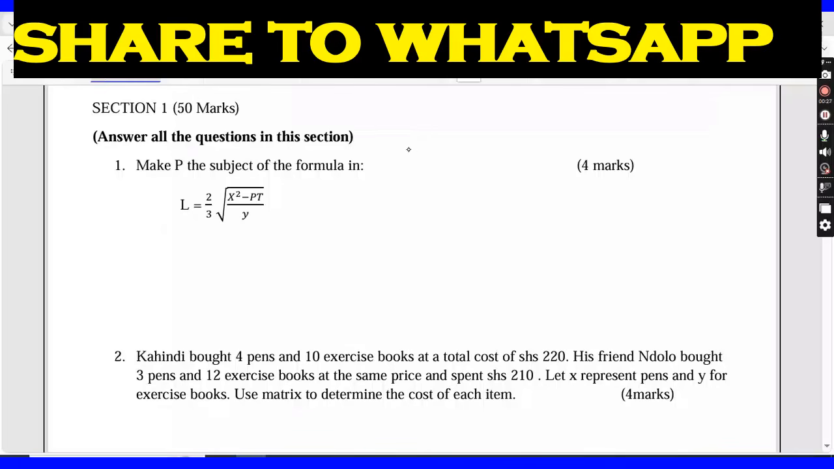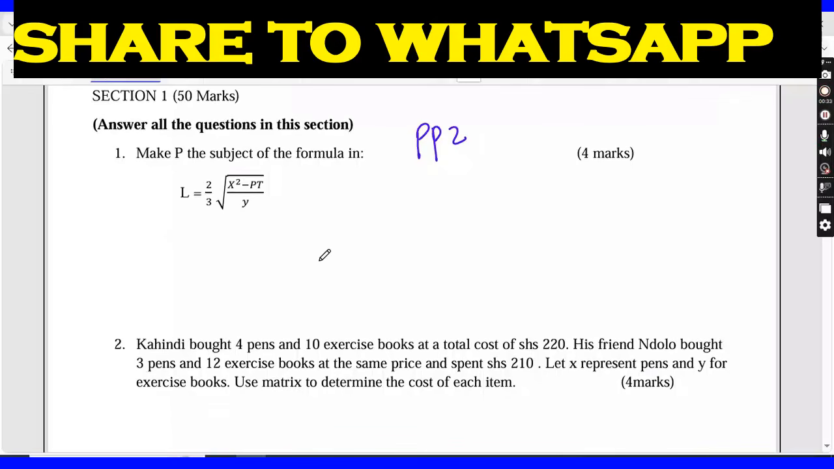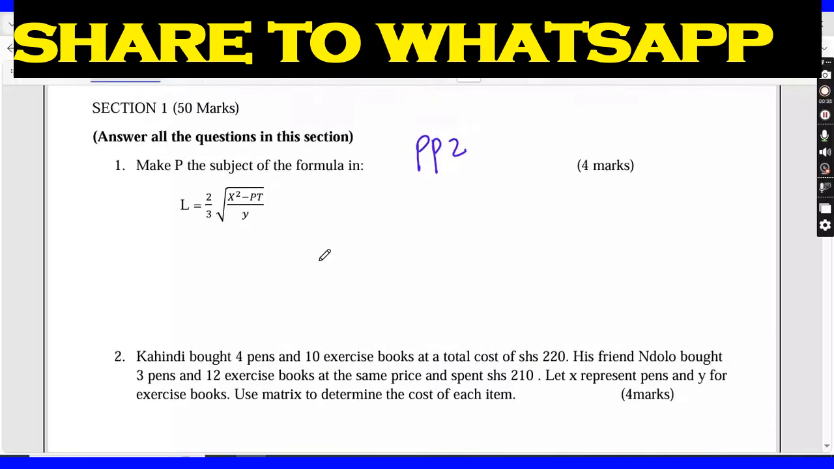Number 1, paper 2. Number 1 is a paper 2 question in section A or section 1. So let's do this. You have been asked to make P the subject of the formula. How do you approach this?